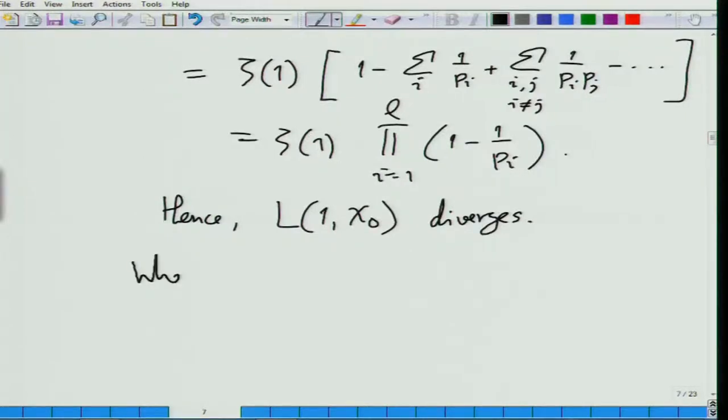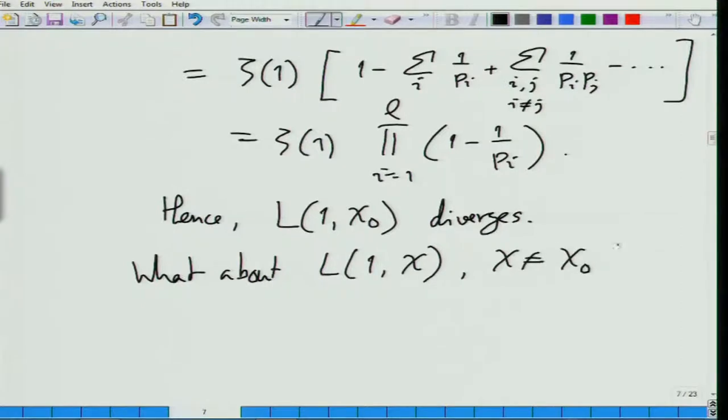Now, what about when you have a non-principal character or non-trivial character, then what about L(1, chi)? Does this diverge? Chi of zeta 1 times chi of p_i in this.